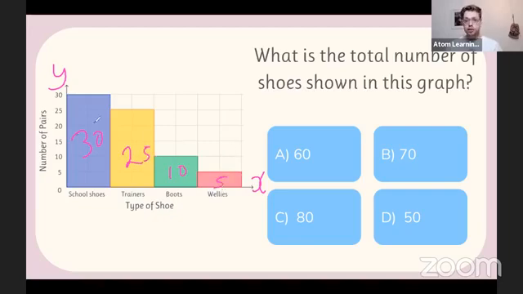So what do we need to do? We just need to add all those together. So 30 plus 25 is 55, add 10 is 65, and then add another 5 is 70, okay? So there's going to be 70 shoes in total.